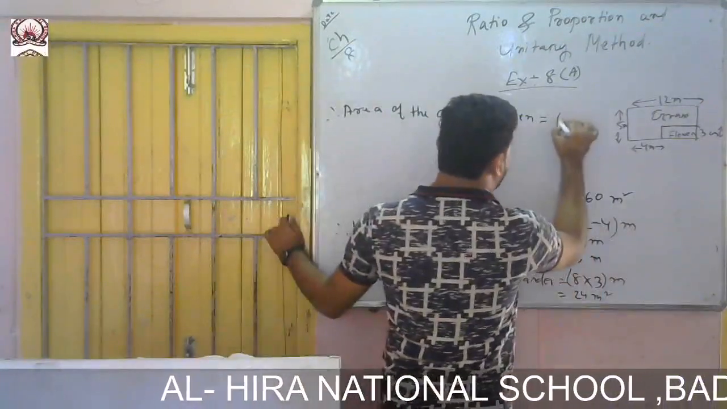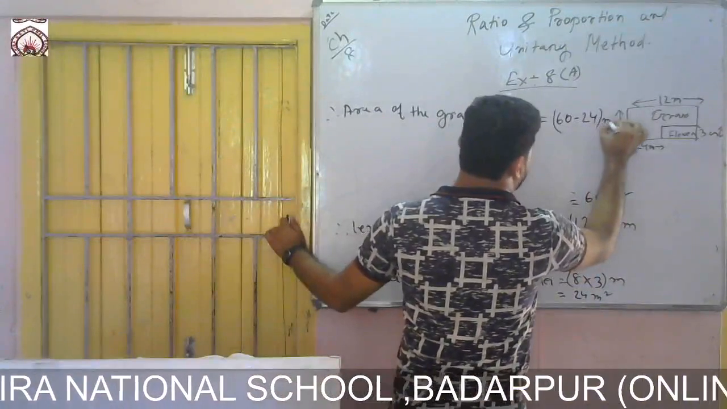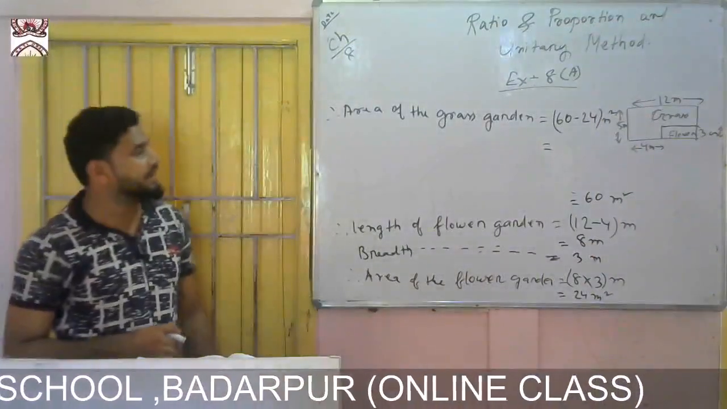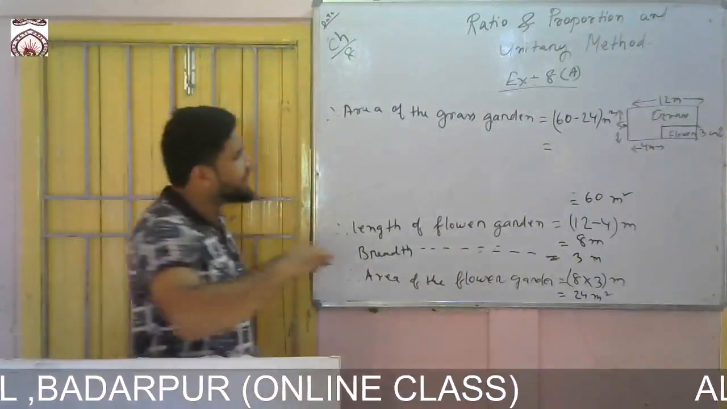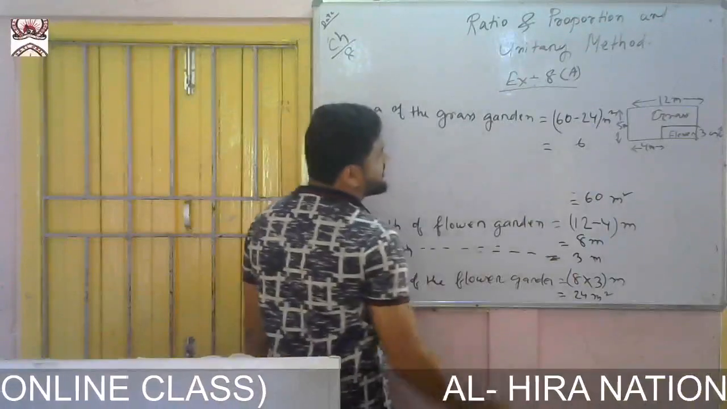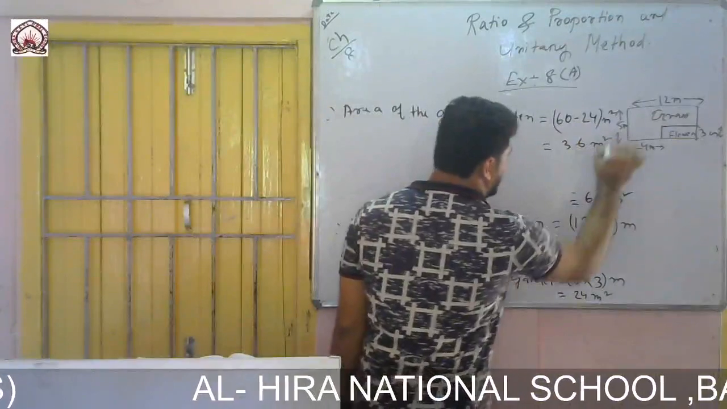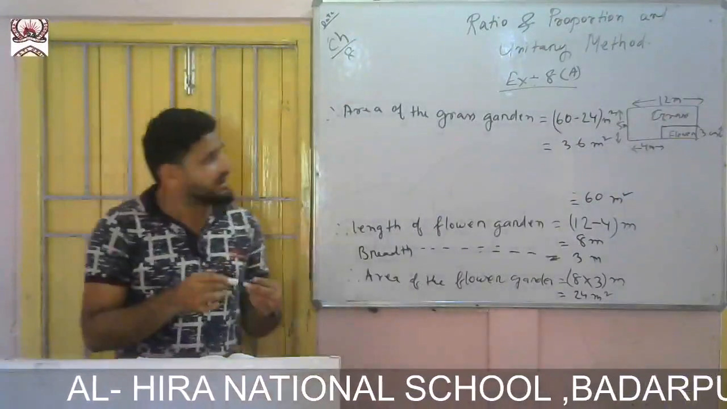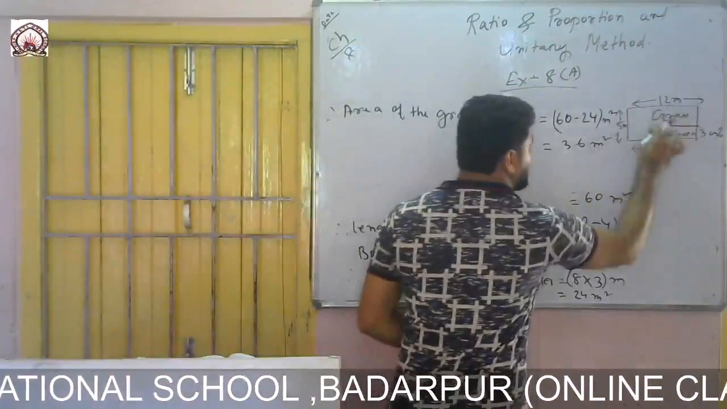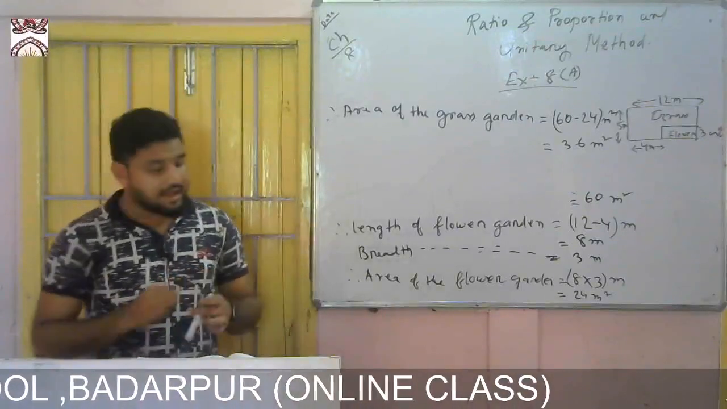So small garden 60 minus 24 meter square. So it will be 10 minus 4, it is 6. And here remain 5, 5 minus 2 it is 3. So 36 meter square. So area of the grass garden will be 36 meter square. That means this area is 36 meter square.